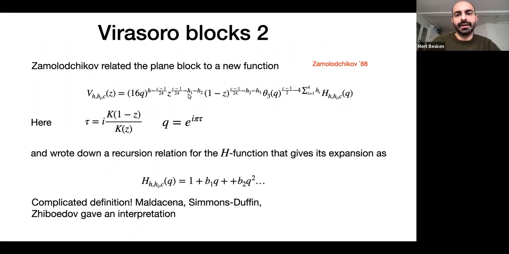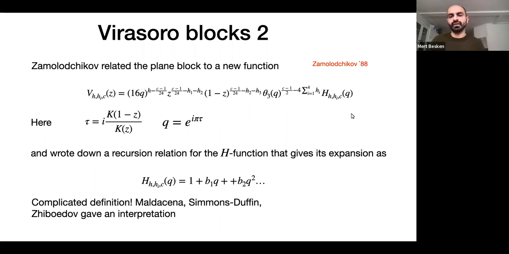He related this plane block to a new function. This is, at this point, ad hoc, and I'm just flashing the formula to you here. We now define what is called the elliptic norm q. z was our coordinate on the plane, and it was also the cross ratio. He related this z to this tau here, and using this tau he defined the elliptic norm. And just like for us right now, ad hoc, he rewrote this plane block in terms of what I'm going to call the Zamolodchikov H function.